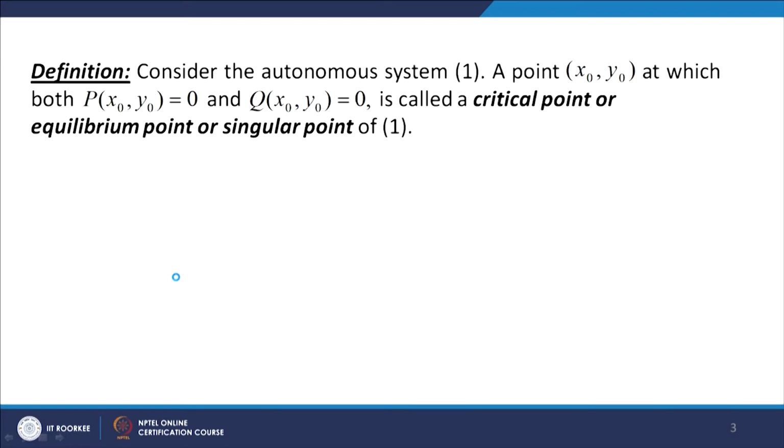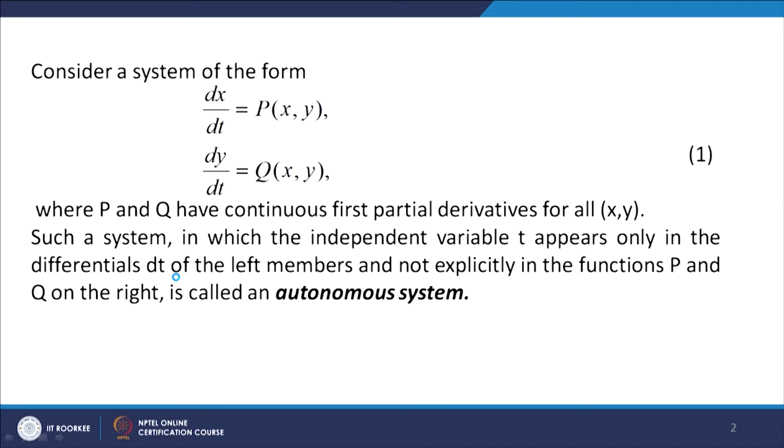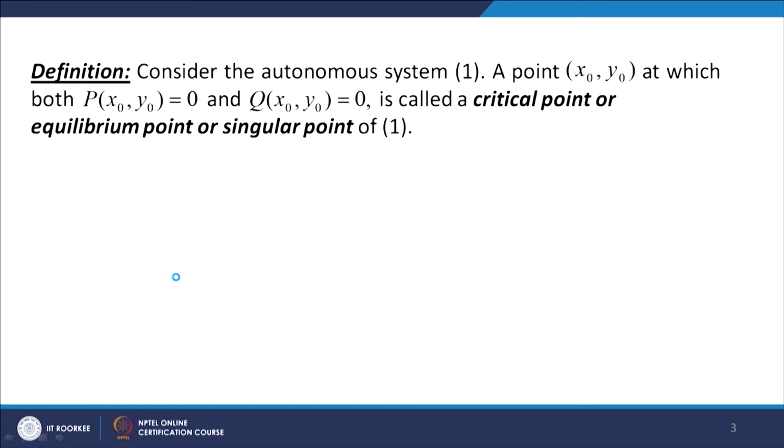Let us consider the autonomous system given by the equation (1): dx/dt = P(x,y), dy/dt = Q(x,y). A point (x0,y0) at which both P(x0,y0) = 0 and Q(x0,y0) = 0 is called a critical point or equilibrium point or singular point of the autonomous system. So, if the functions P(x,y) and Q(x,y) vanish at a certain point (x0,y0), then that (x0,y0) will be called a critical point of the autonomous system.